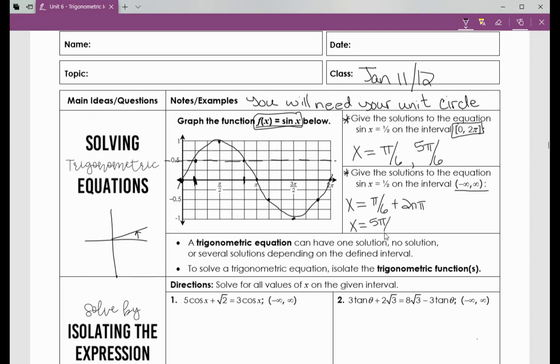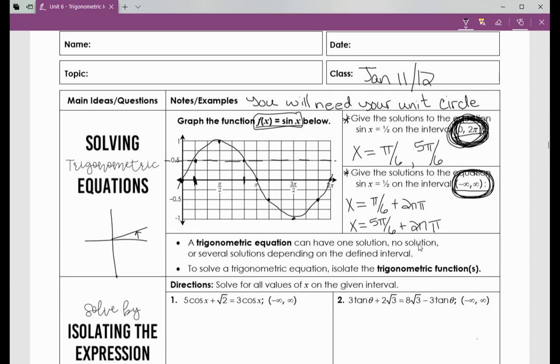So when you are solving equations, you have to pay attention to the interval that they give you. This interval, 0 to 2 pi, is restricting you to one trip around the circle. And this interval, negative infinity to positive infinity, is for all solutions with multiple, infinitely many trips around the circle.